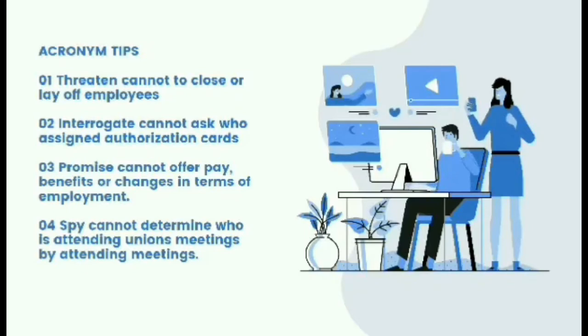And lastly, spy. Employers cannot determine who is attending union meetings by attending meetings, watching parking lots or the meeting site, writing down license plate numbers, taking photos of attendees, or questioning employees about attendance or the content of meetings.